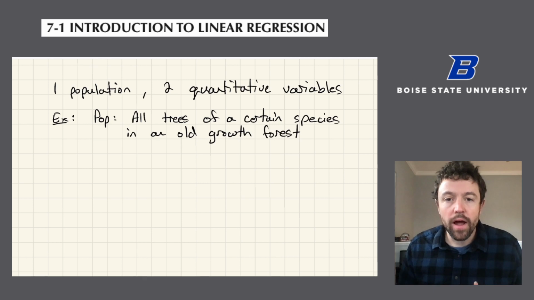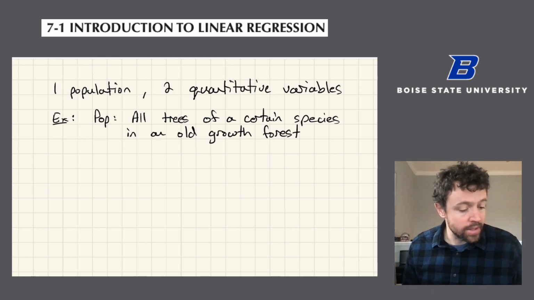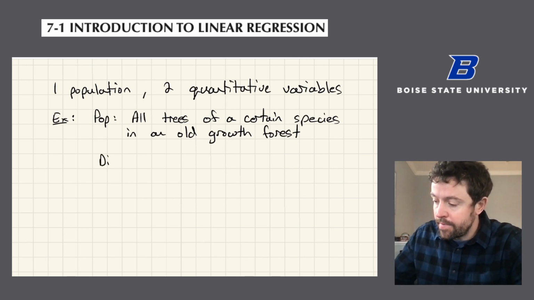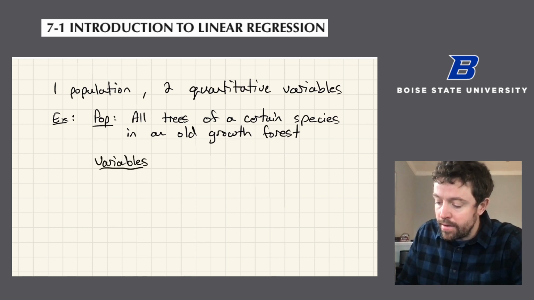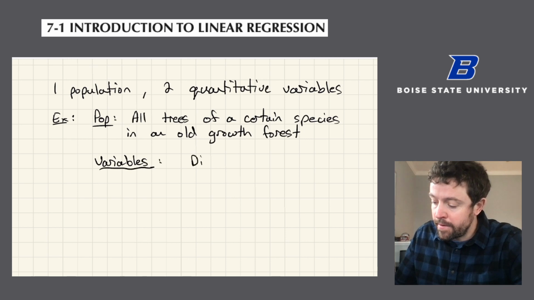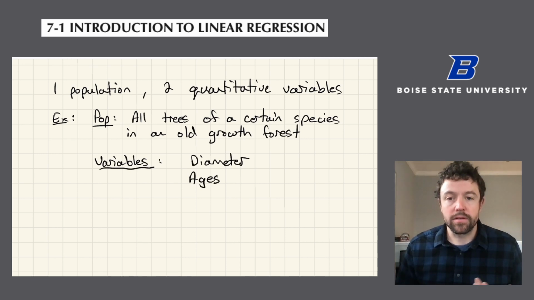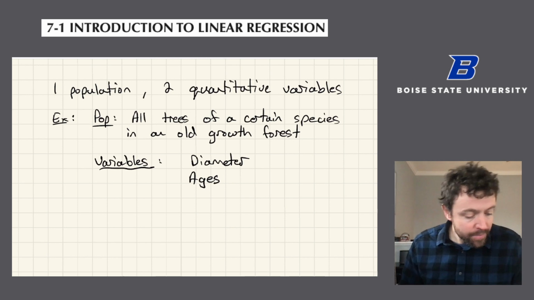And there's a lot of variables that we could associate with the tree, but two that we might be interested in studying are their diameter and their age. And so these are both quantitative variables. They're numerical variables where the numbers have numerical meaning.